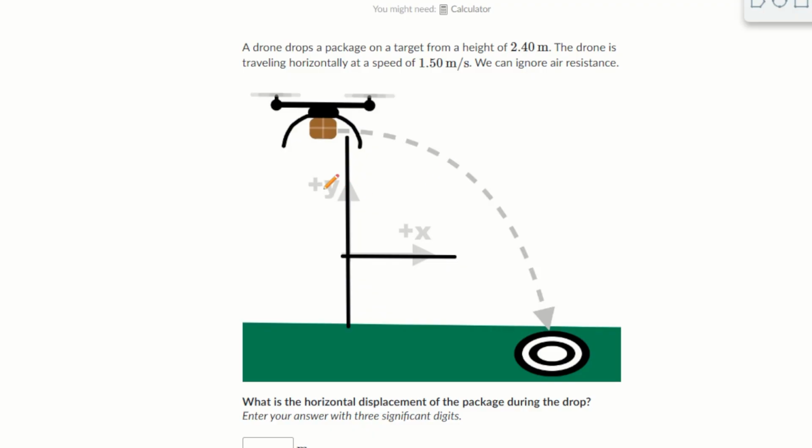So now we can go ahead and just write what we're given. It says a drone drops a package on a target from a height of 2.4 meters. I'm going to write the x down here because this is what we're actually looking for. So we know that the height is 2.40 meters and the drone is traveling horizontally at a speed of 1.50 meters per second. So we know that Vx is equal to 1.50 meters per second.